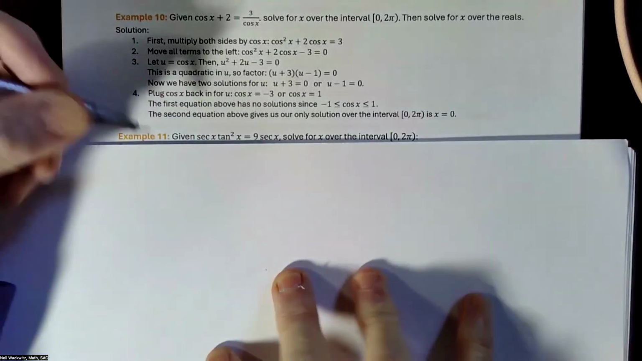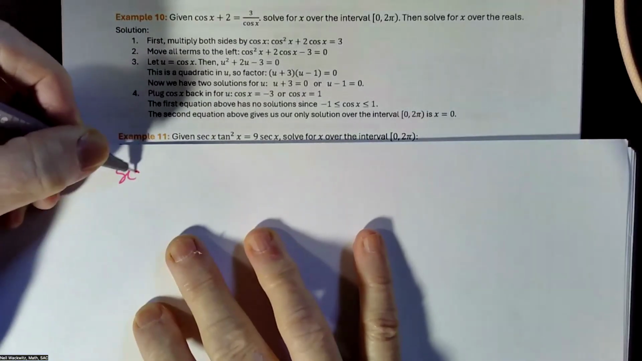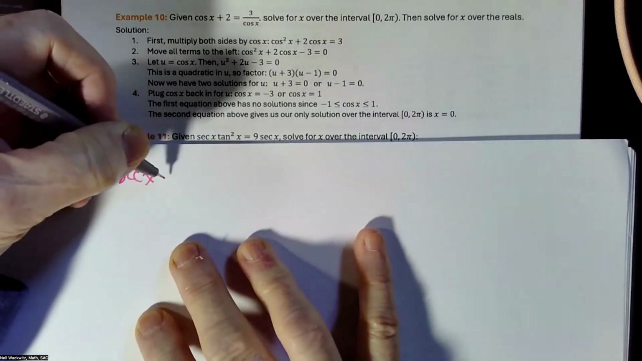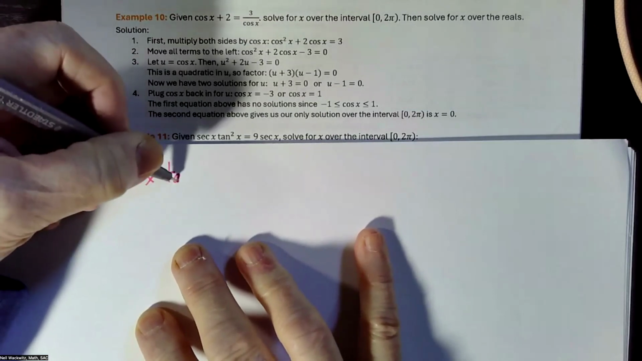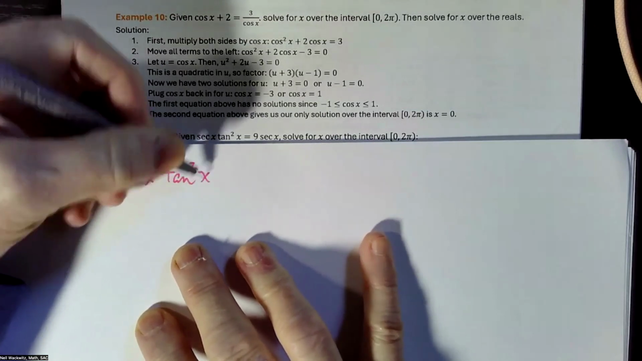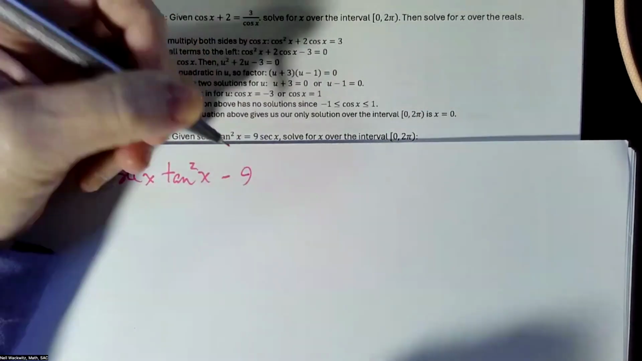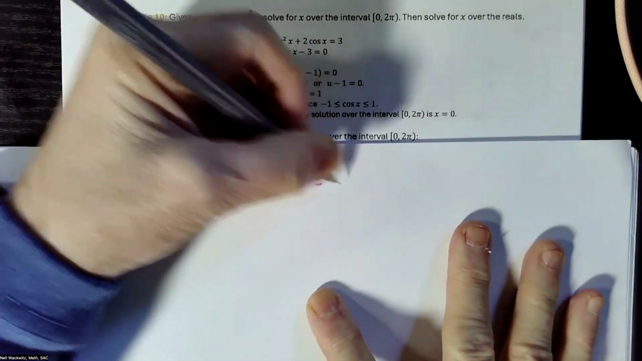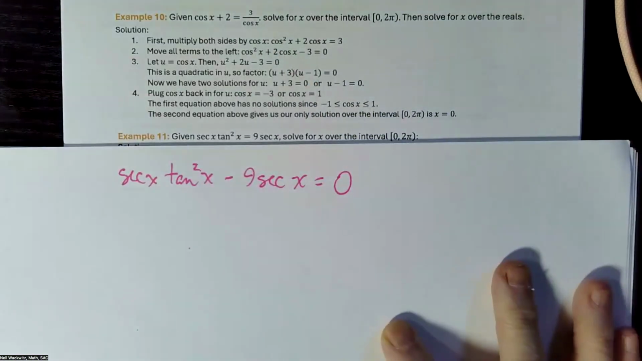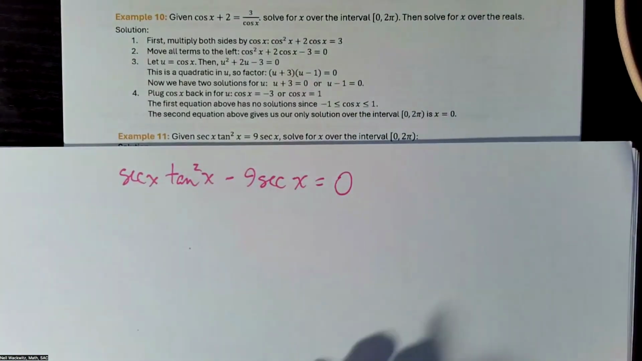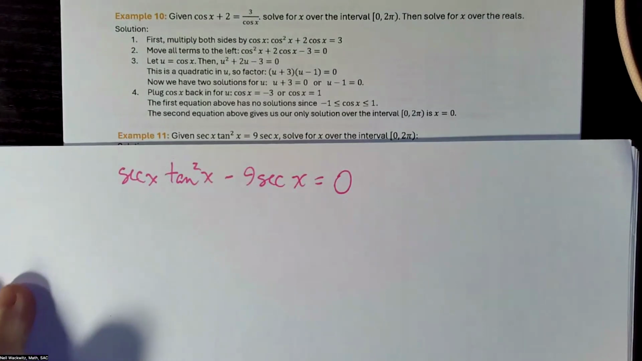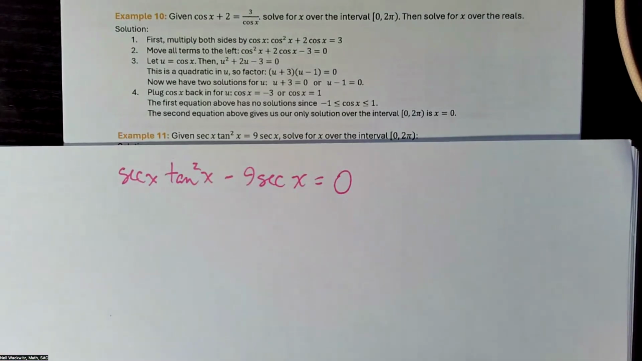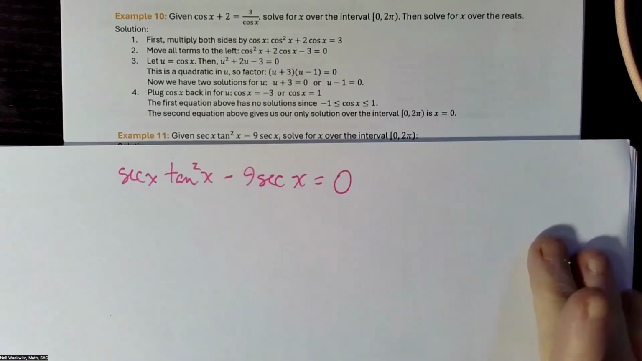So we'll have secant x times tangent squared x minus 9 secant x equals 0. And we still want to think of this as factoring, regular equation. So we're going to make two replacements.